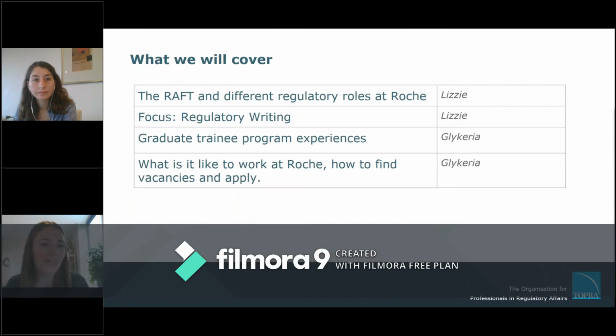We're just going to do a quick overview of our regulatory affairs functional team and a few of the different regulatory roles that we have at Roche. We're going to have a little focus on regulatory writing, and that's what I'm going to cover. Then Lycaria is going to move on to the graduate trainee program experiences, what it's like to work at Roche, and how to find vacancies and apply.